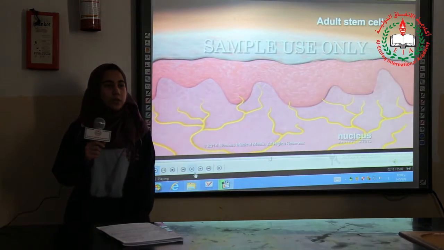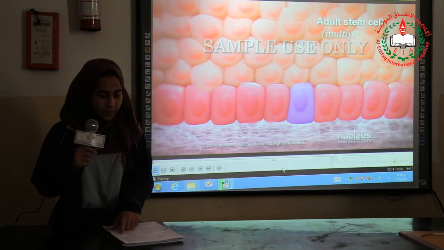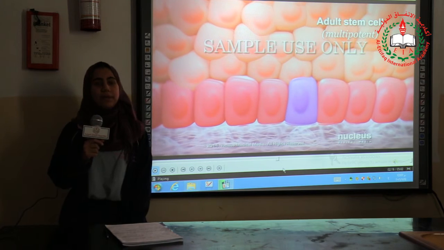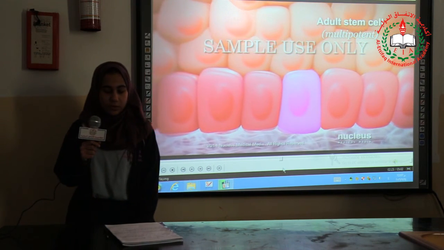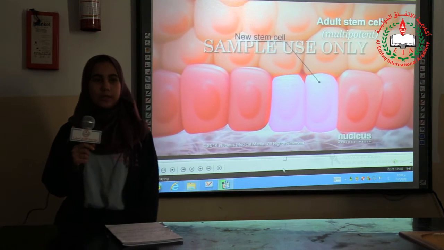Now, we'll talk about adult stem cells. Adult stem cells are collected from a limited number of cell types in the body. Often cells in fat, adipose tissue, can be used because they are less specialized than others. More often, bone marrow cells or cells from very early stages of tissue development are collected.